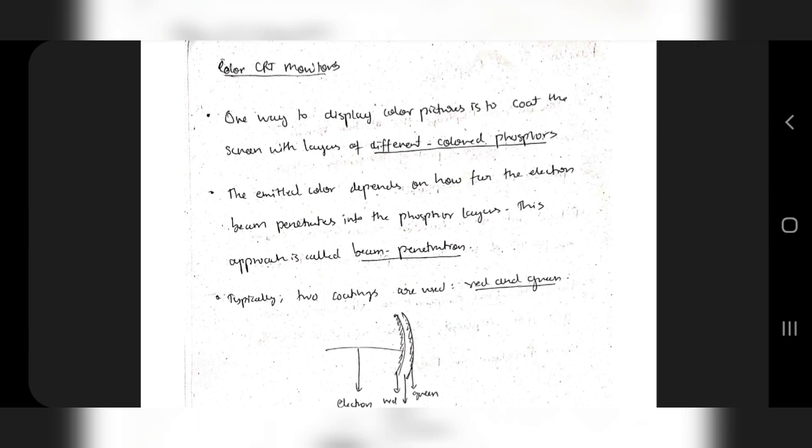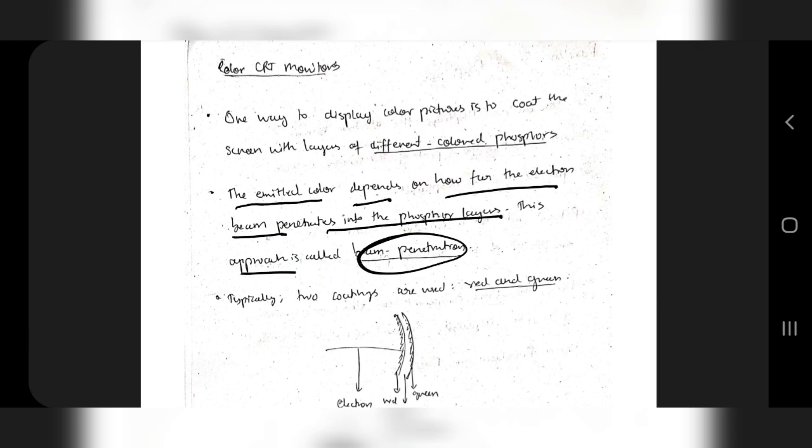So there are two techniques for displaying different colors. One is the shadow mask and another one is the electron speed. Okay, so this is the electron speed. What happens is the emitted color depends on how far the electron beam penetrates into the phosphorus layer. This approach is called beam penetration. So the first approach is beam penetration, which displays different colors.